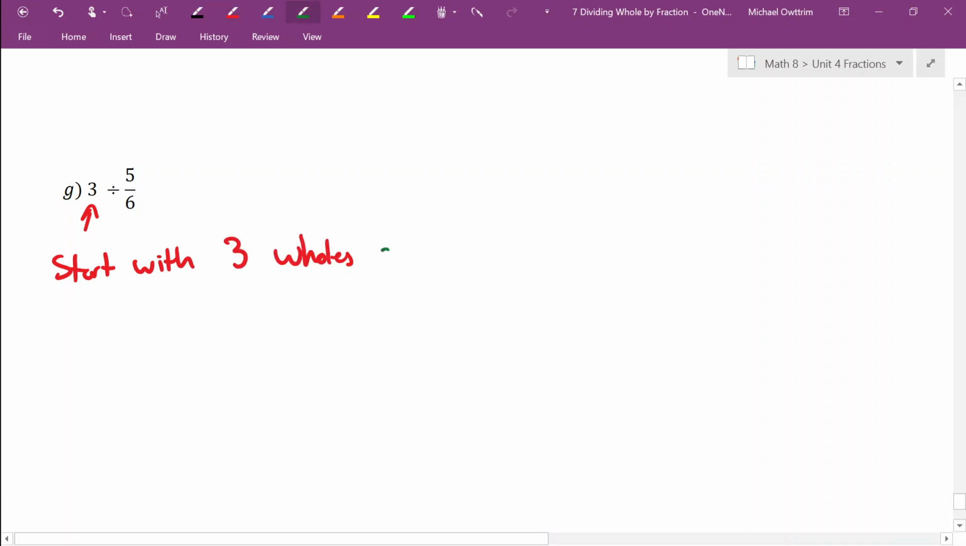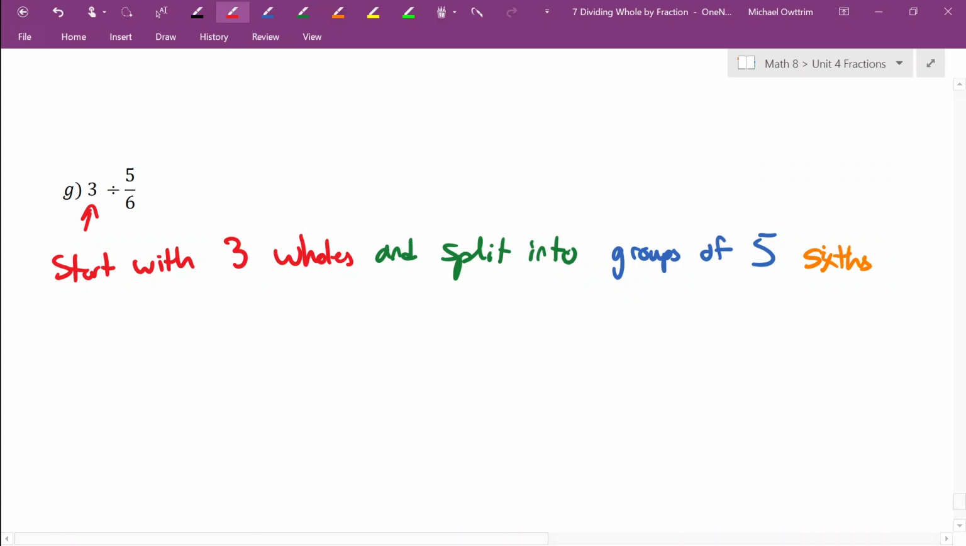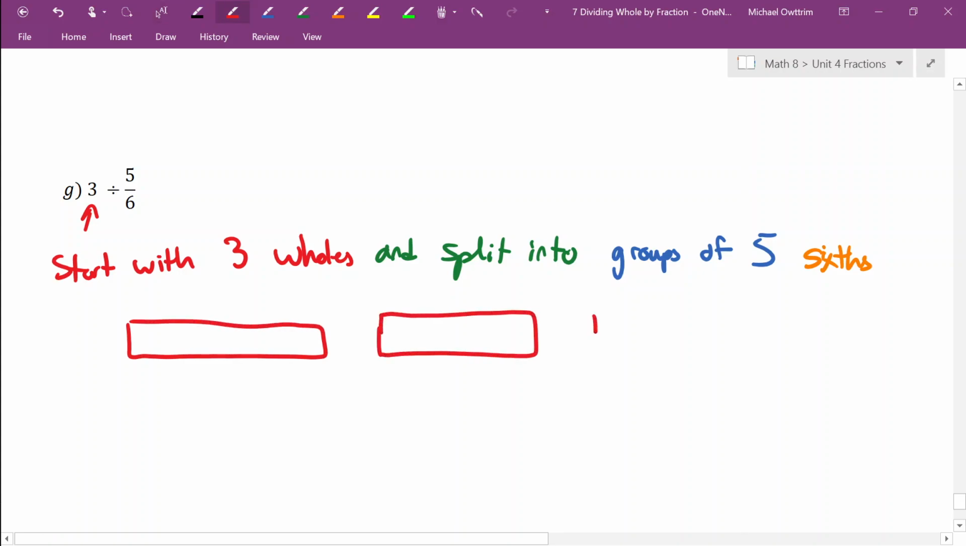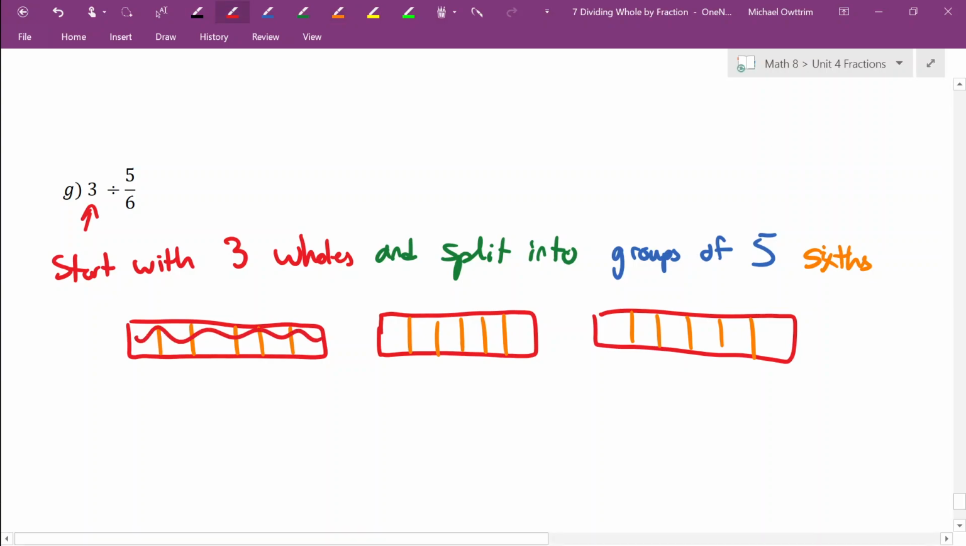Last one here, we start with 3 wholes. Of course, our divide sign means split into. And then our second fraction is groups of 5/6. So here's 3 wholes. 1, 2, 3. Now we want to break those up into sixths, so we need to add 5 dividing lines. 1, 2, 3, 4, 5. Of course, we have all of each of these.